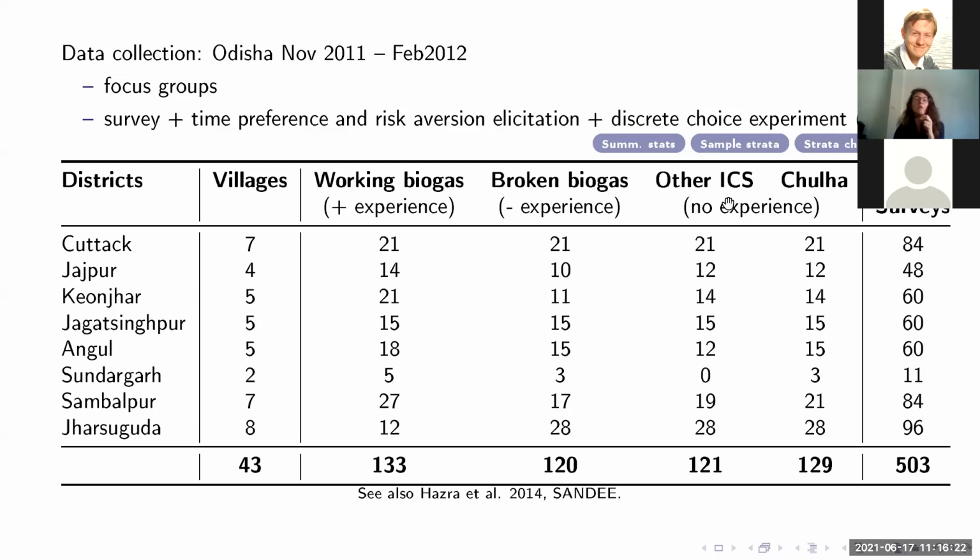One is households who use other forms of clean cooking, for example, LPG or kerosene or electric stoves, and might as well be using, of course, a traditional stove, because fuel stacking is, of course, very prevalent. And the final stratum is the one where the households only use the chula, which is the traditional oven, the traditional cook stove. So in total, we interviewed 503 households.